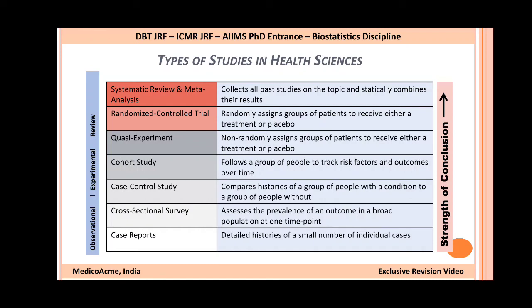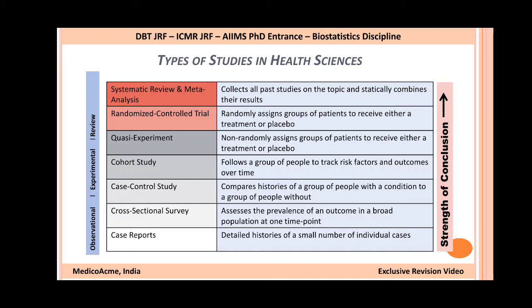So a cohort study follows a group of people to track risk factors and outcomes. Cohort means population. Basically you have a group of people, and you are going to track the risk factor, suppose nicotine, on that population. So studies where you analyze the impact of risk factors will be cohort studies.